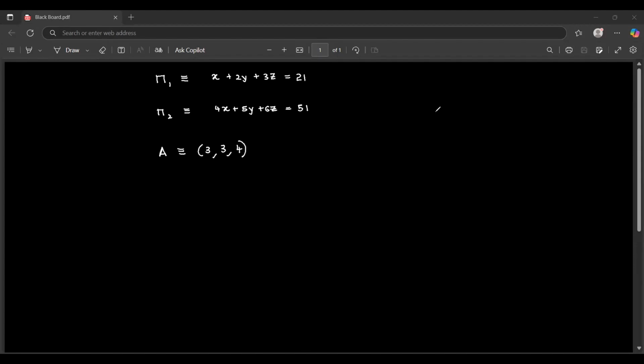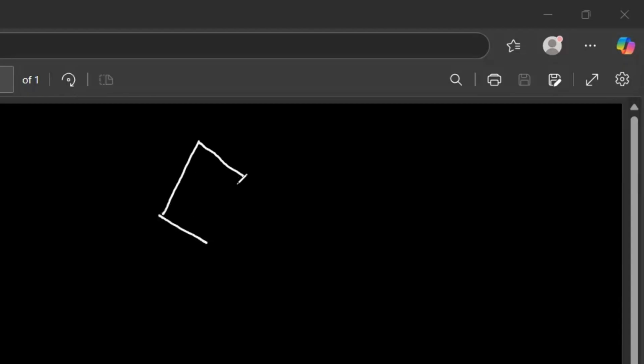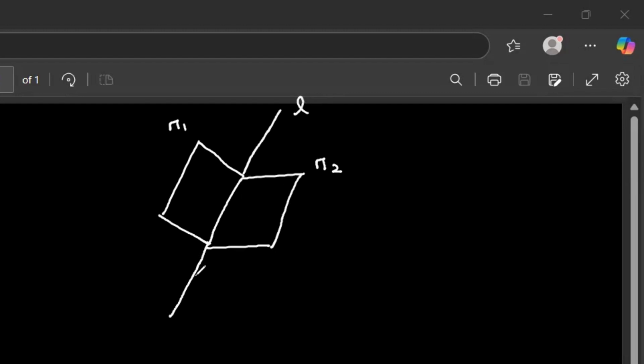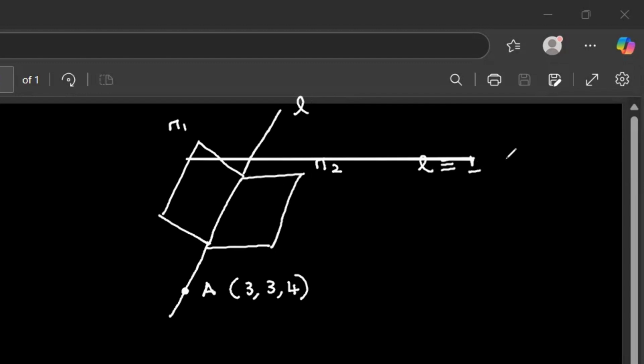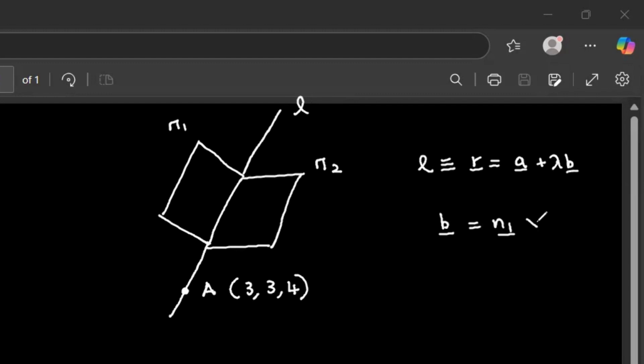So how will you understand this? There is a plane like this, which is pi 1, and there is another plane like this, which is pi 2. The intersecting line, we don't know which line it is, so let's say that is L, that has the point A in it, and A is given as (3, 3, 4). If you want to come up with the vector equation, L can be given as r = a + lambda b, where b = n1 cross n2, where n1 is the perpendicular vector of pi 1. This is n1 and this is n2.